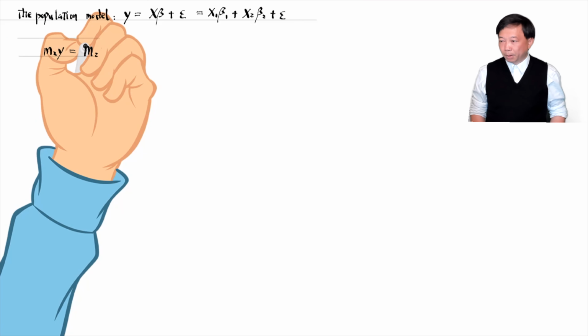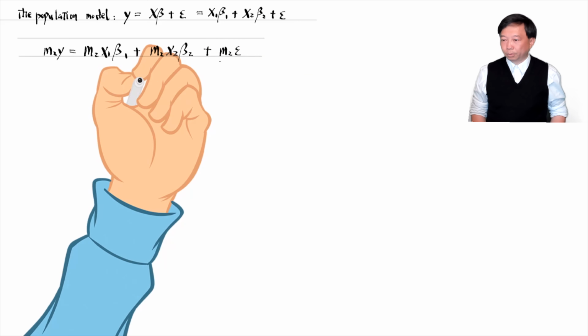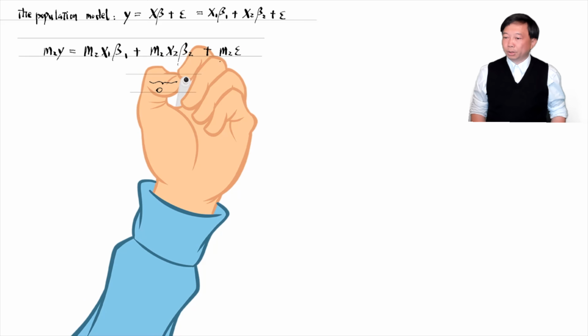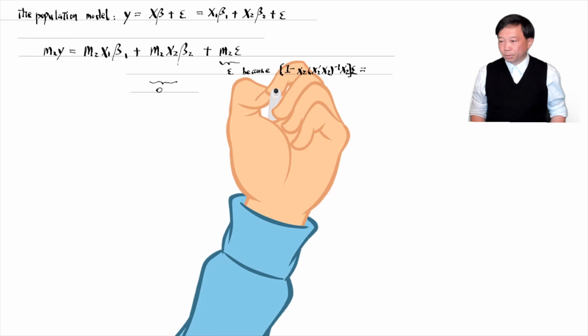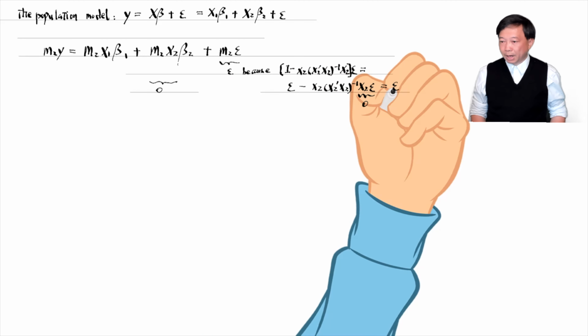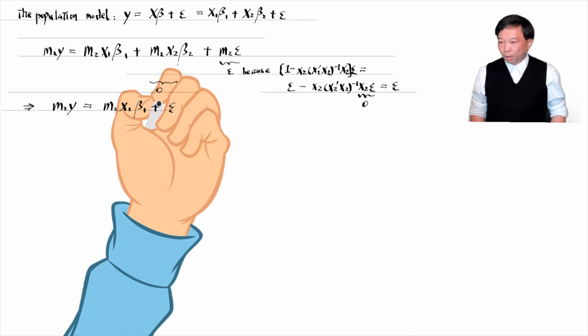If we pre-multiply the model by M2 on both sides, the equation still holds. M2 is the residual maker matrix. According to the definition of M2, when it times x2, the result will be 0 because the residual from the regression of x2 on x2 is 0. M2 times epsilon equals epsilon because x2 is not correlated with the error term by assumption. Then we have equation 1.